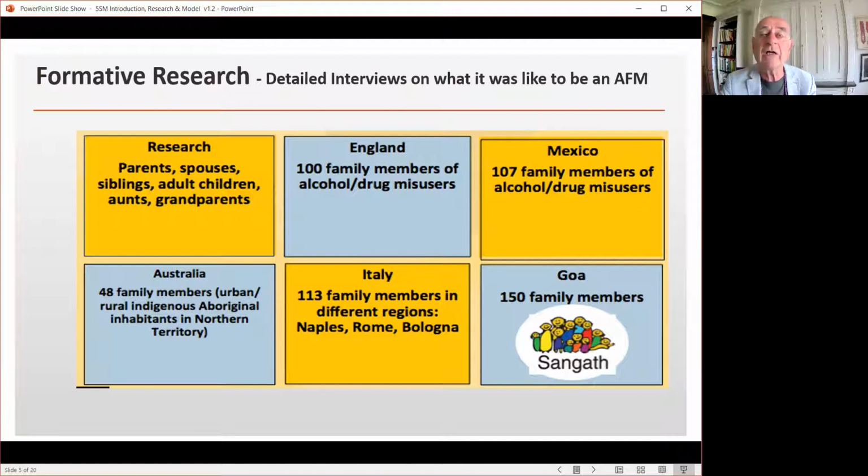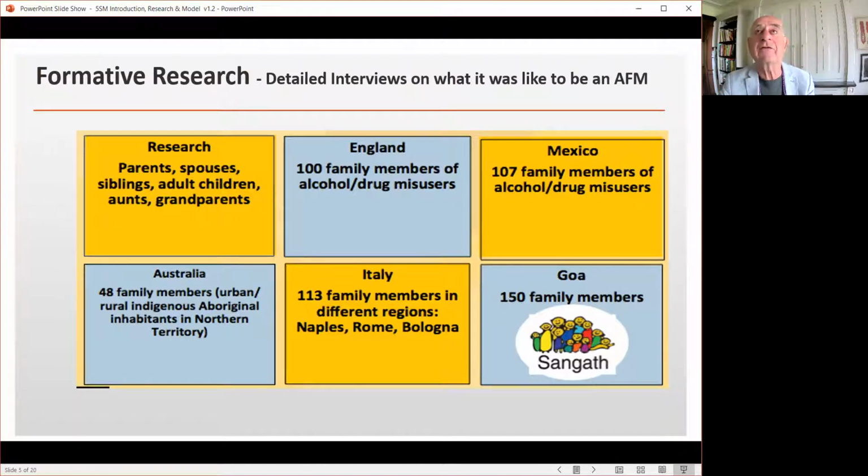In Australia, we went to Northern Territory in Australia and recruited members of the Aboriginal community there, both in urban and rural settings. We trained some people to be interviewers so they could interview other people in Aboriginal communities. And we altogether interviewed 48 family members of either rural or urban Indigenous Aboriginal inhabitants in Northern Territory.